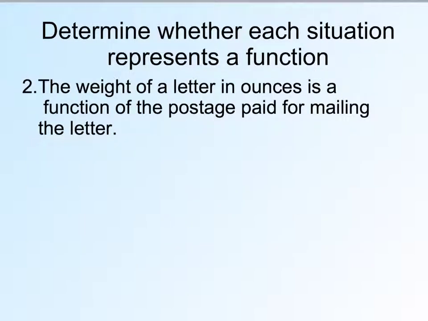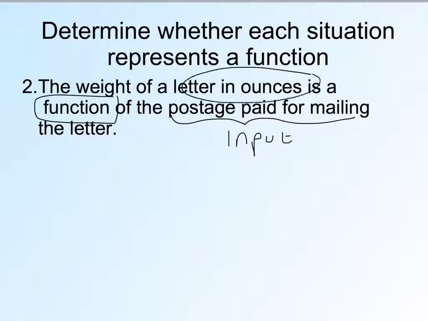Okay, another example. Determine if the weight of a letter in ounces is a function of the postage paid for mailing the letter. Okay, so here's our word function. Postage paid is an input, and ounces, the weight of the letter, is our output. So let's think about this. If you have a letter and you put it in the mail, and let's say it's a birthday card, that's going to take one forever stamp.